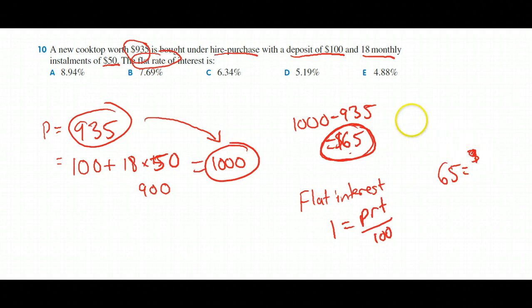But when we started off, we immediately paid off $100 of this loan. So we have to take away that 100 from the 935, from the principal. So it's really only 835 the principal. Okay, R is what we're trying to work out here, and T is the amount of time, which is 18 months or 1.5 years. So I'll just put 1.5 in there, and then we divide all that by 100.